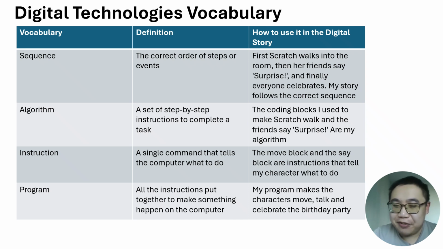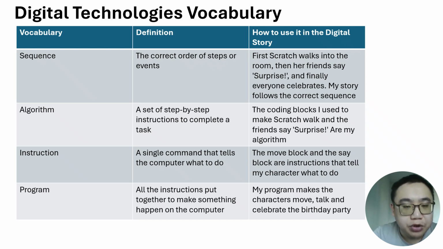I think everyone will be wondering what Mr. Kim is talking about. What is the sequence? What is the order? So here are some vocabulary words. What do we mean by sequence? A sequence is the correct order of steps or events, and we use it when we describe our digital story. For example: first Scratch walked into the room, then her friend said, surprise! And finally, everyone celebrates. My story follows the correct sequence, with a beginning, middle, and end.